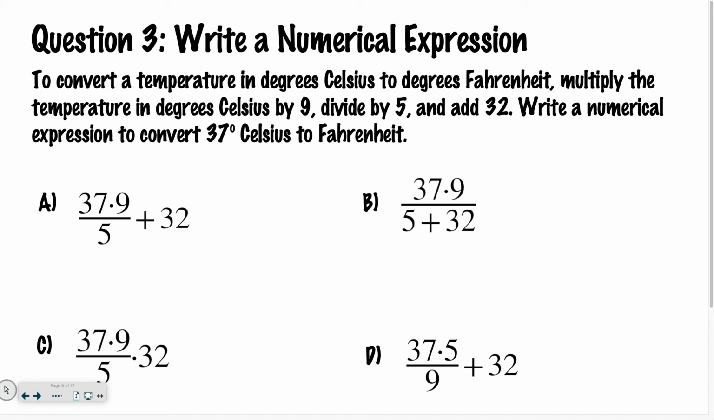Good luck. Hopefully you got letter A for your answer, and you said the fraction with 37 times 9 on top divided by 5, and then that added with 32. If you have questions about that, reach out for some help. I'm happy to help you.